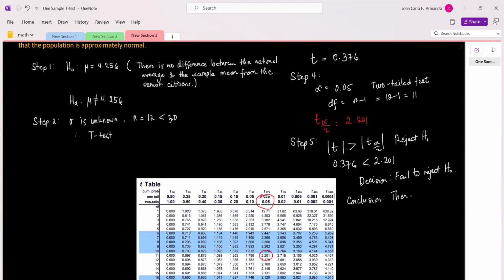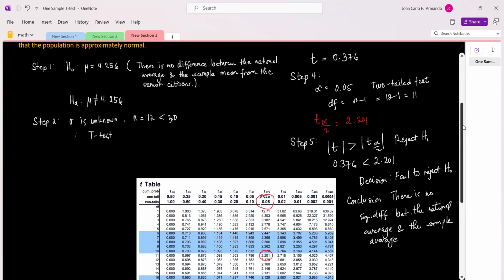There is no significant difference, or no difference, between the national average and the sample average or sample mean. Average and sample mean can be used interchangeably. Okay, so that's how to use the one sample t-test.